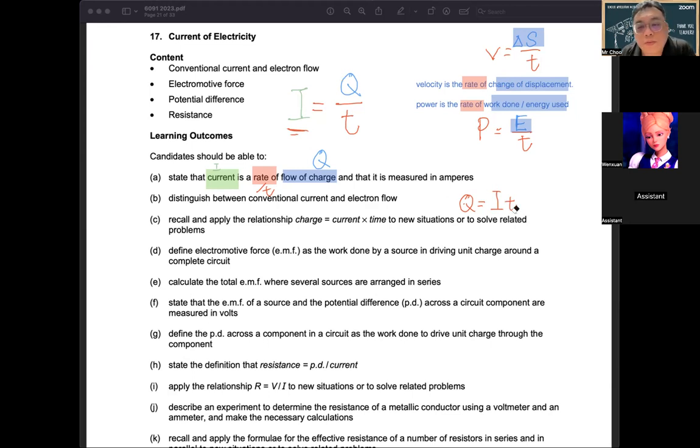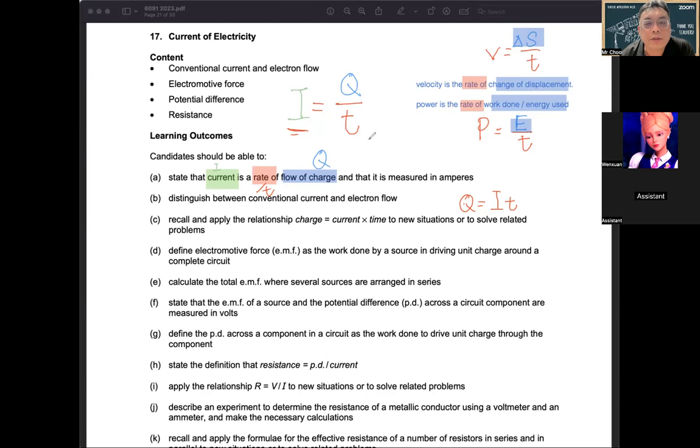Okay, so in my school, when I was a student, my teacher just told us to memorize Q is It. Okay, Q is It. Is that clear? Any question for me so far? Okay, so let me just continue to talk about the current. Let me just open a few more things.